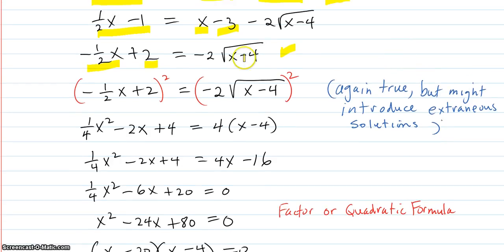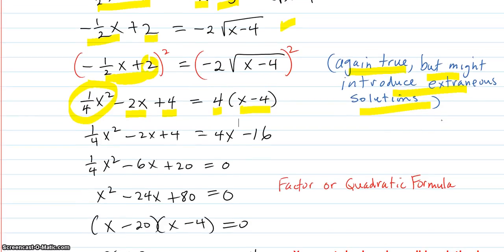Now we have a square root. We're going to square both sides again to solve for that. Again, it's a true statement, but might introduce extraneous solutions. So you square both sides. This is a binomial, you square the first, you get this. You multiply them together, and that would be negative x doubled is negative 2x, square the last is 4. Over here, negative 2 squared is positive 4. Square root of x minus 4 squared is just x minus 4.